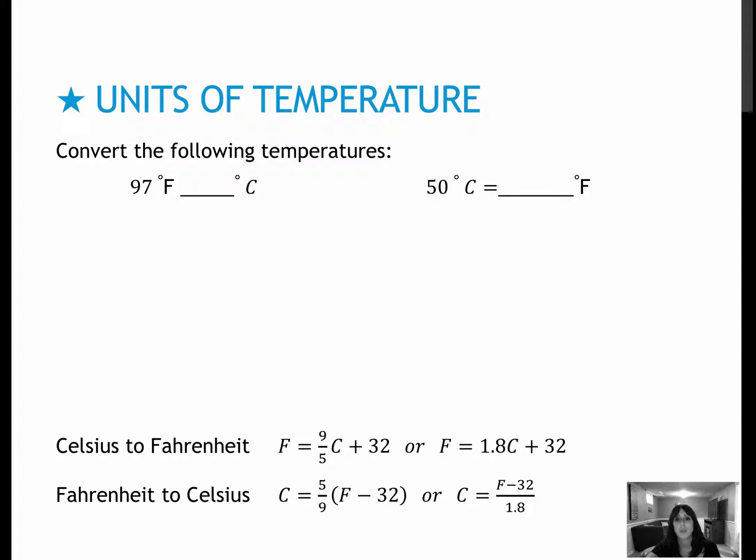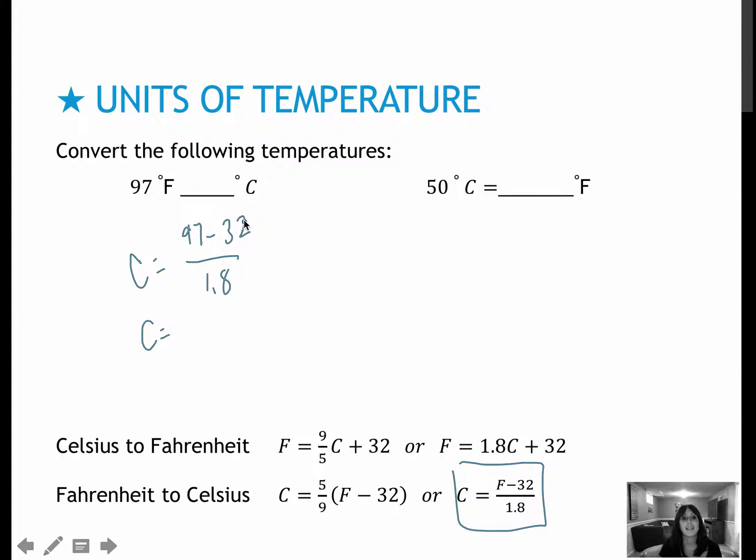Here are two questions for you to try, so try them both, then press play to see how you did. For my first, I'm converting from Fahrenheit to Celsius, so I'm going to use this one this time, just for fun. To find Celsius, I'm going to take 97 minus 32 and divide it by 1.8. 97 minus 32 gives me 65. Divide it by 1.8, and I end up with 36.1 repeating degrees Celsius, or 36 1/9 degrees Celsius. We'll just round it to 36.1.